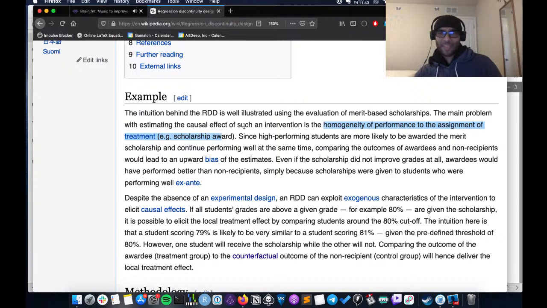Wait, I'm trying to understand this one. This is the phrase. All right. Main problem is the homogeny of performance to the assignment of treatment. Homogeny of performance to this assignment of treatment.